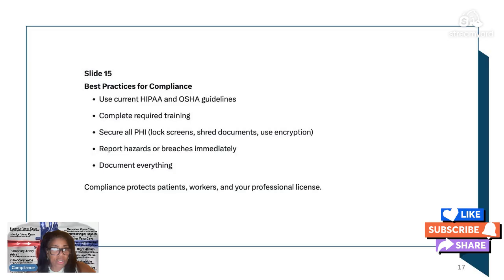Okay. So, best practice of compliance: use current HIPAA and OSHA guidelines. You can always go on CMS and type this in. You can type HIPAA and OSHA in, and they should give you some kind of information about it if you don't have a book. So, when you are working in the office, this is pretty much our protocol every day. Complete required training, secure all PHI, lock screens, shred documents.